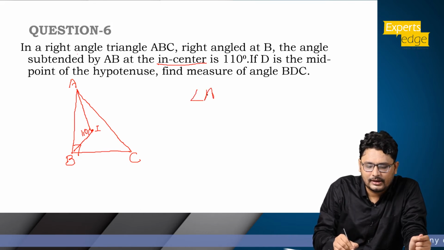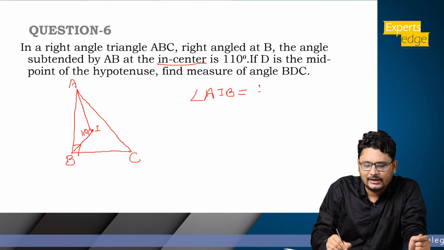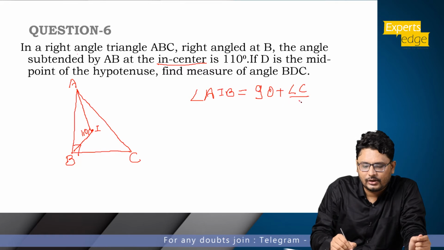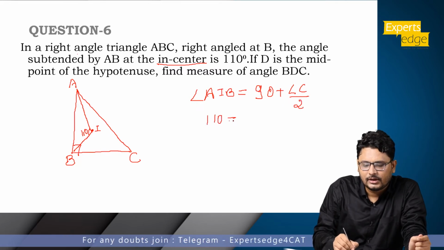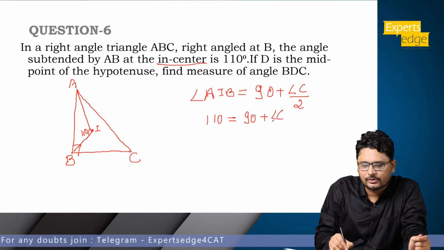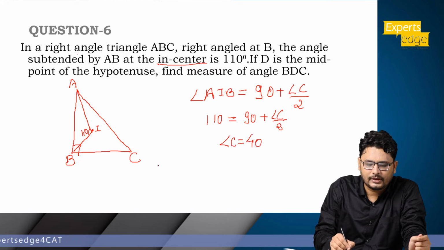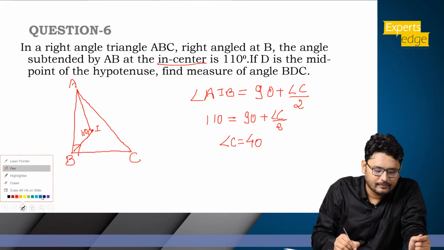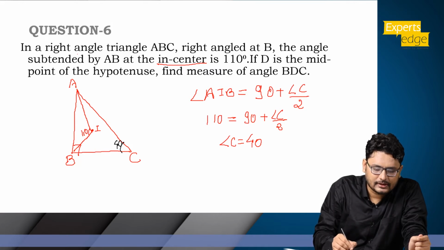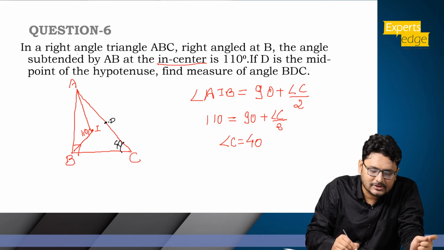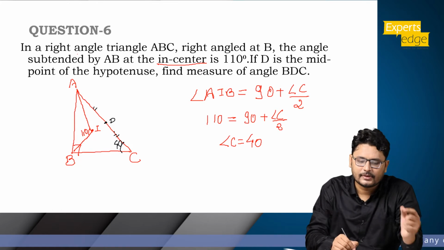क्या था, angle AIB will be equal to 90 plus उसके ऊपर वाला एंगल कौन सा, angle C by 2. So angle AIB is 110 equal to 90 plus C by 2. So from this I'll get angle C as 40, right. So if angle C is 40, ठीक है. Now what it says, D is the midpoint on the hypotenuse, somewhere here D is the midpoint, that means this part should be equal to this part.